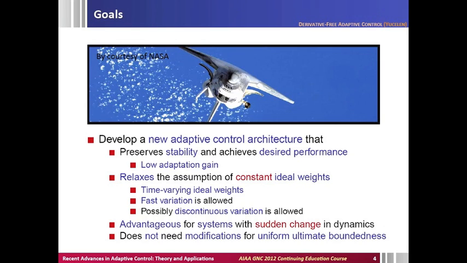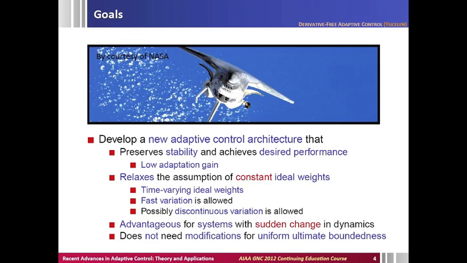And we don't want to use so much high adaptation gain, and I will try to relax the assumption of constant ideal weights. Basically, we are going to allow time variation in the ideal weights such that fast variation is allowed. And this variation can be discontinuous as well. And this architecture will be advantageous for systems with sudden change in dynamics, and different than standard adaptive control architectures, we don't need modifications for uniform ultimate boundedness.